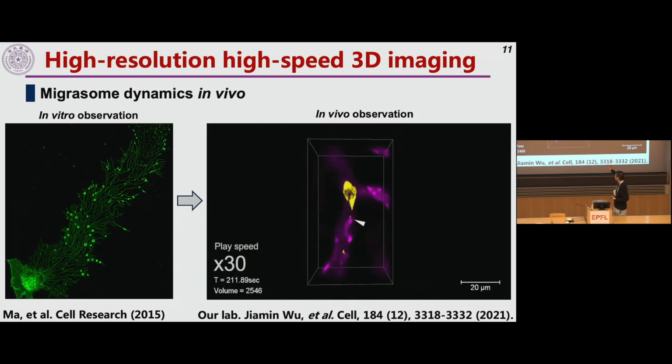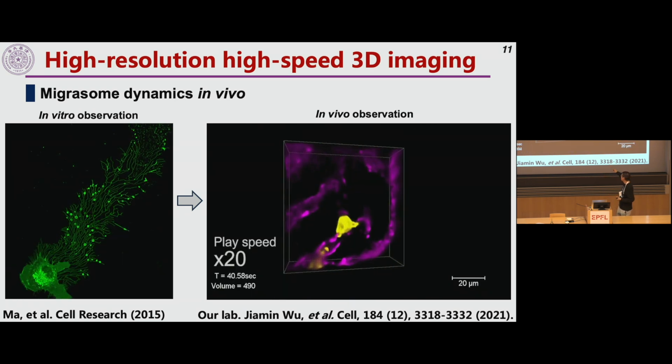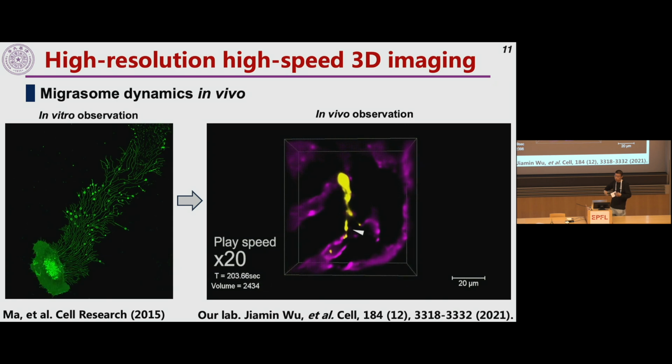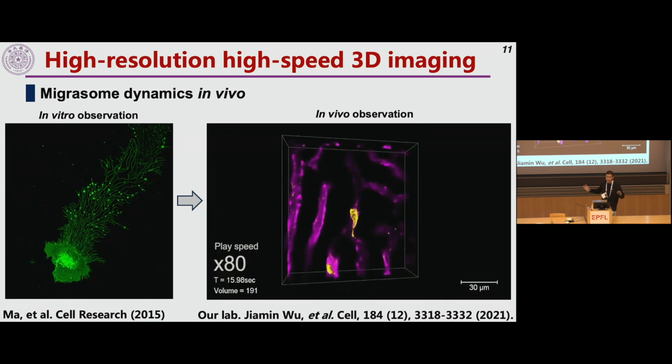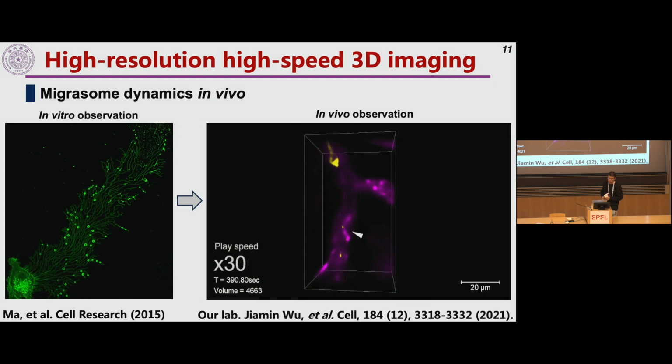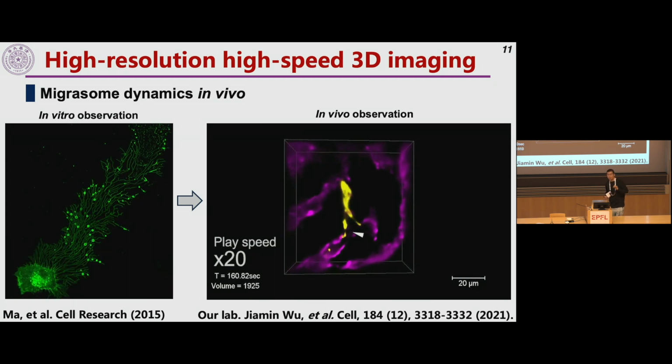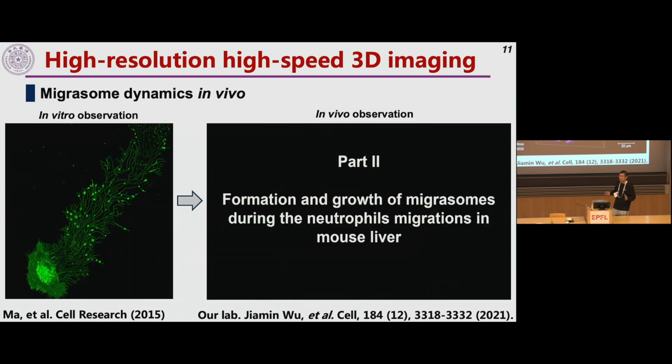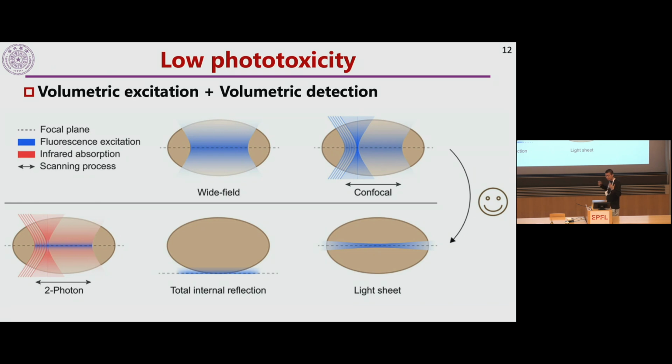Here's the mouse liver in vivo imaging. We use the yellow color to label the neutrophils, a kind of immune cell, and the red color to label the vessels in the liver, so we can do continuous high-speed 3D imaging, maintaining subcellular resolution of the cellular behaviors. So in this case, we can do high-speed 3D imaging up to the diffraction limit.